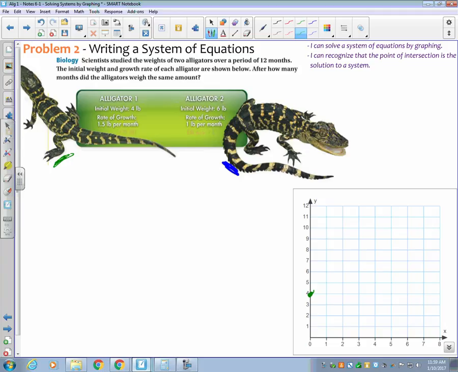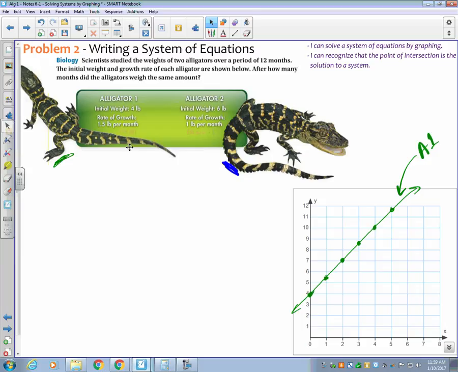So every month I'm going to increase 1.5 pounds. So every time I go over, I'm going to go up 1.5 until I'm out of breath. I'm going to use my straight edge and draw a straight line. And then I'm going to just call this A1.